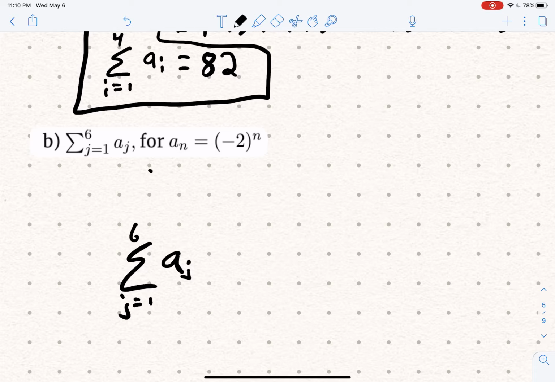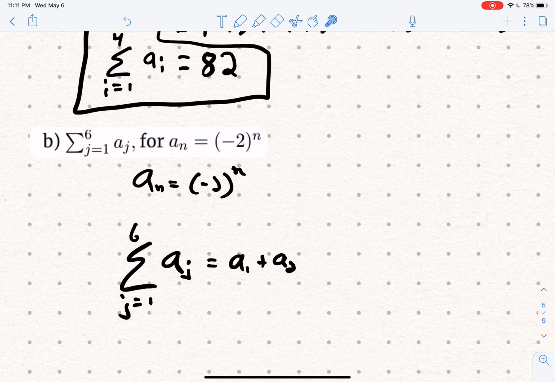And we have the formula an is equal to minus 2 to the n. Now here they use the variable n. Does it matter? No, this is just, if you want to know a1, put 1 in here. If you want to know a2, put 2 in here. And what does this expression mean? It means a1 plus a2. Remember, this says start at 1 and go up to 6. I'm not done yet. Plus a3 plus a4 plus a5 plus a6.